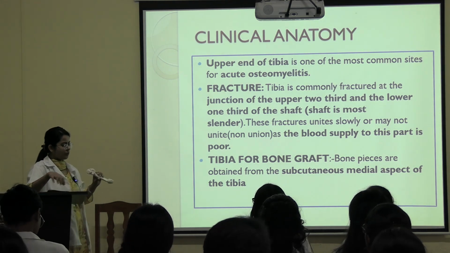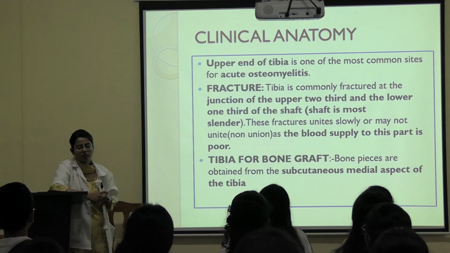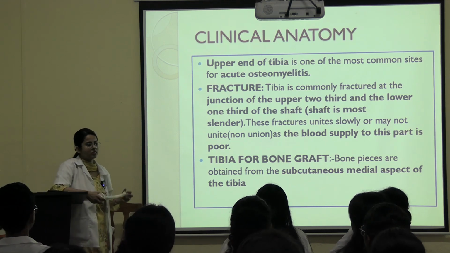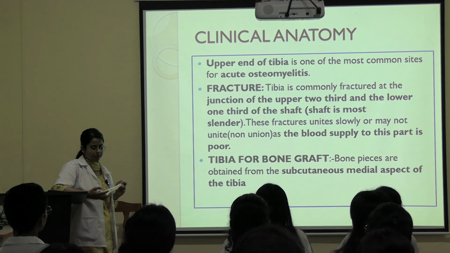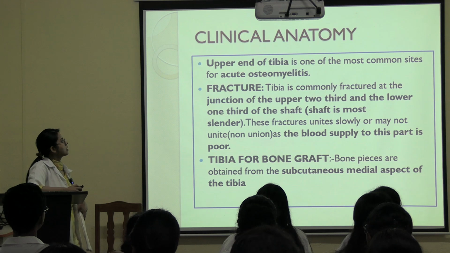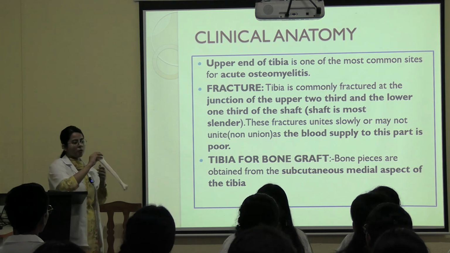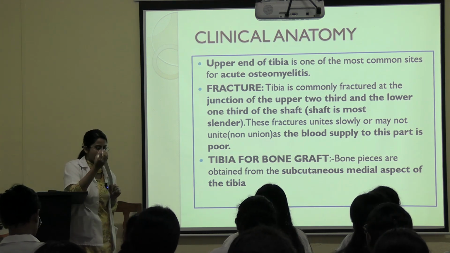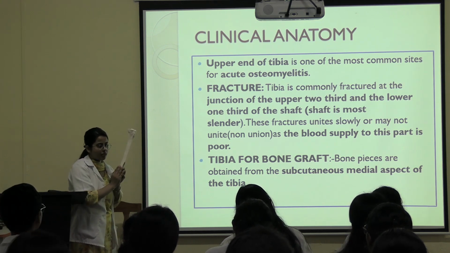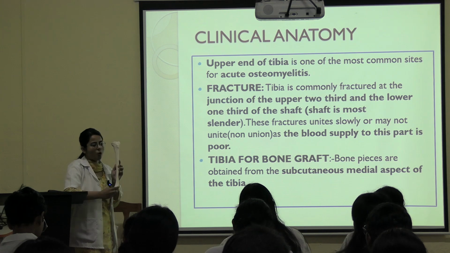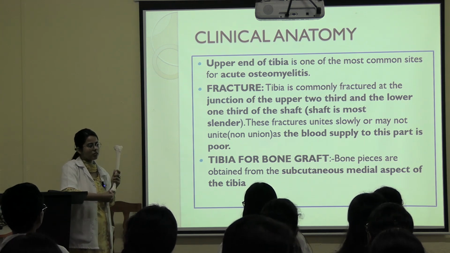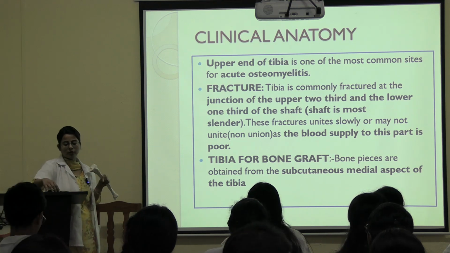Now, what do you mean by osteomyelitis? When we use itis, inflammation. So it's the infection of bone. Okay, acute means less than 6 months. Upper end of tibia is the most common site for acute osteomyelitis. Fracture between the upper 2/3 part and lower 1/3 part, but their union is less common. Why? Because blood supply is poor. So it will mostly undergo non-union.